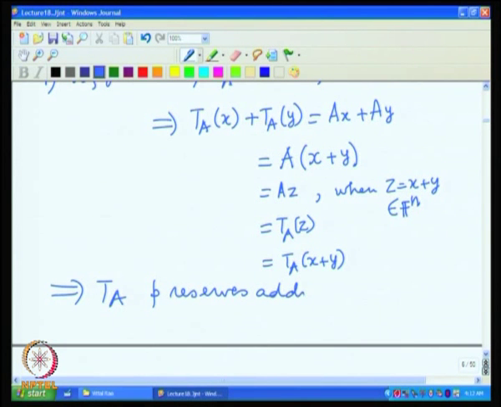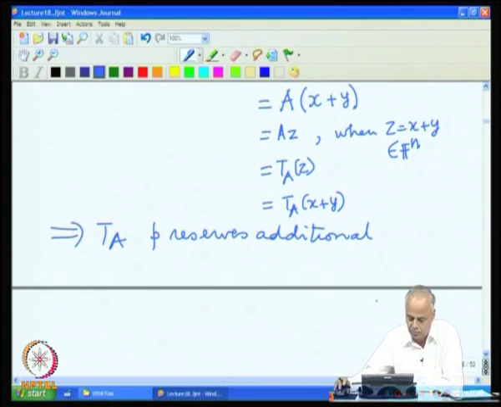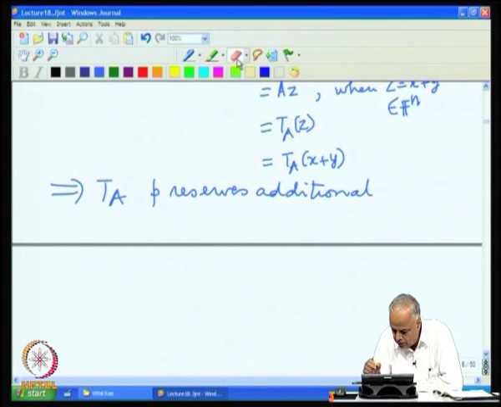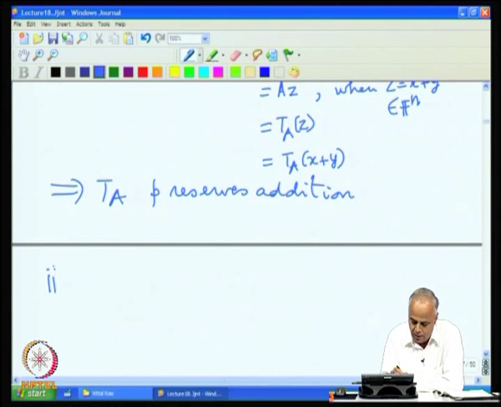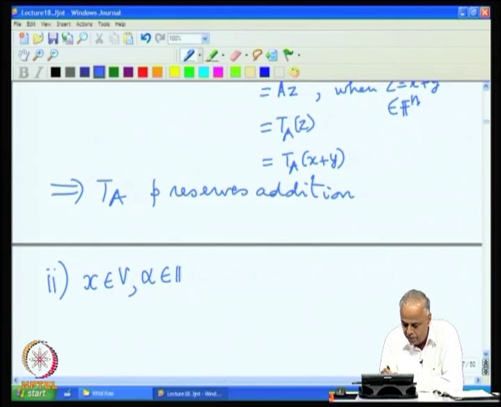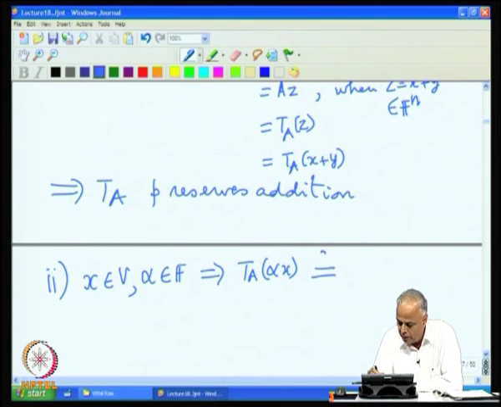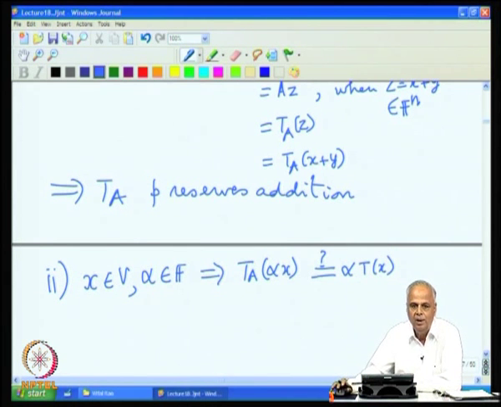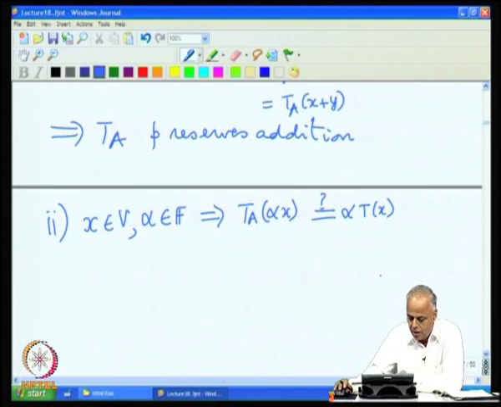So, it crossed one hurdle for being qualified to be a linear transformation. The next thing that we have to check is whether TA preserves scalar multiplication. So, we take a vector x in V, we take a scalar alpha in F, and then we look at TA of alpha x and ask whether it is equal to alpha TA of x. If this is satisfied, then we will have that TA preserves scalar multiplication.